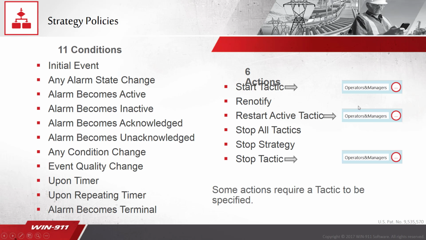I'm not going to read all of these, but in general, you have 11 conditions you can set, and then 6 actions that can be taken. And then some of these will require a tactic to be specified as part of those actions, which you'll see a couple red dots there. Then you click on that and you can select a tactic to associate with that specific action there.